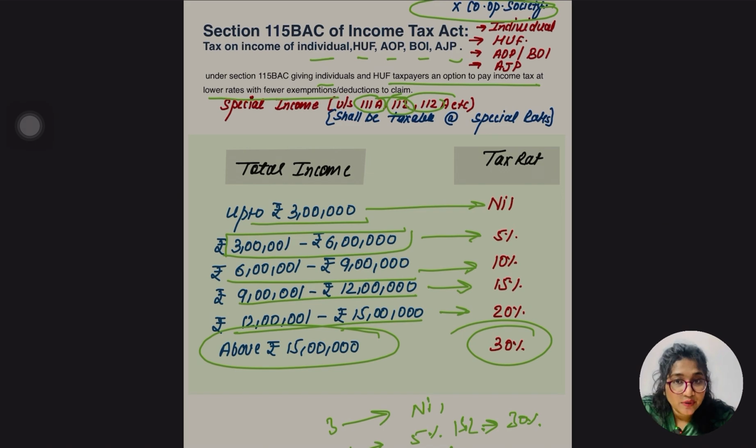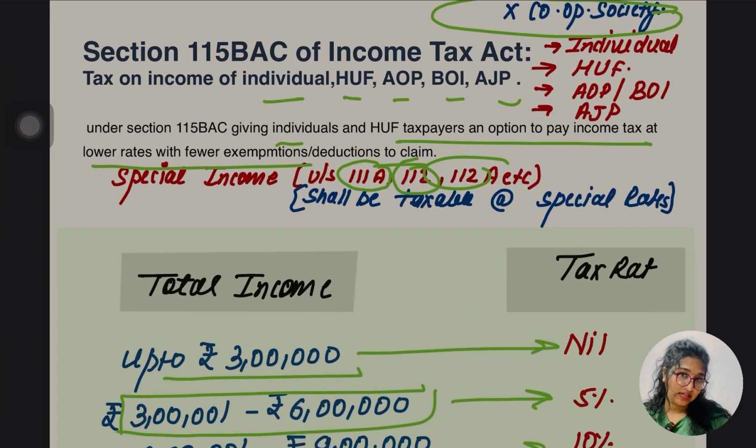What were the income slabs? Up to 3 lakh nil, then 5%, and so on. Once it is up to 20% taxable rate, then it's going to be 30%. And what was the last amount? Above 15 lakh. If it exceeds 15 lakh, what is the taxable rate? 30%. Hope this is clear. This is not for cooperative societies; it is for individual, HUF, AOP, BOI, AJP. And for special income, the rate is that which is mentioned in those sections.